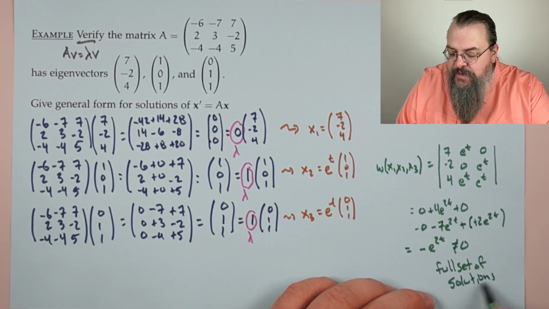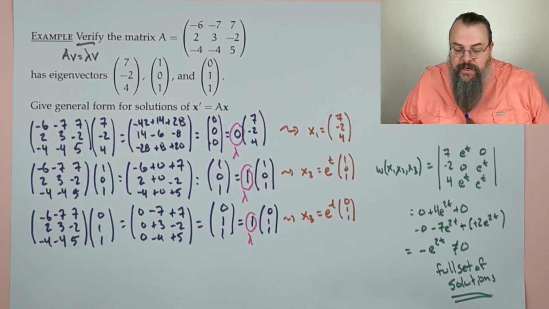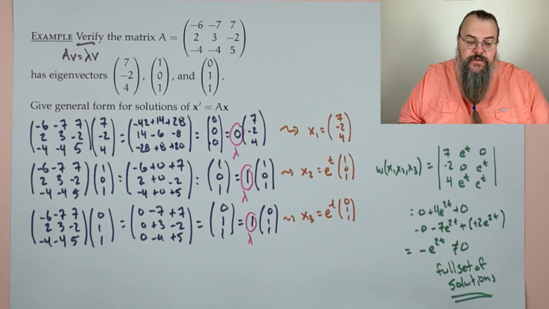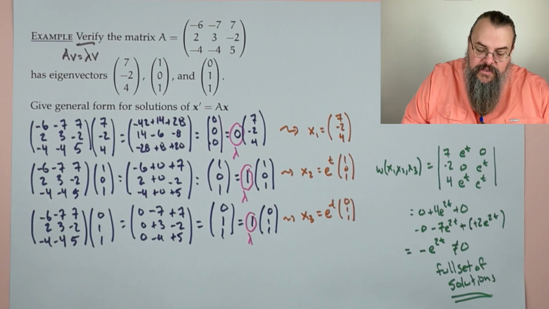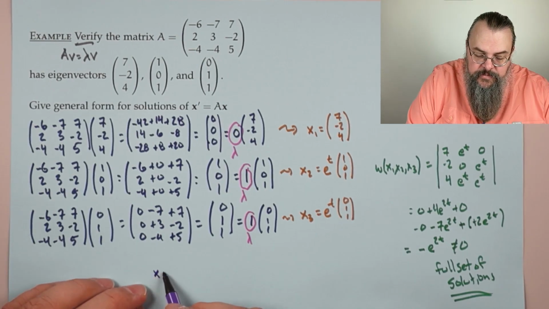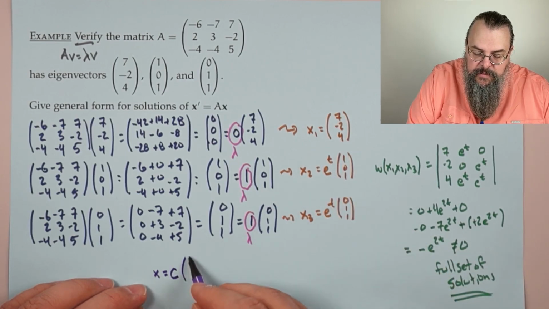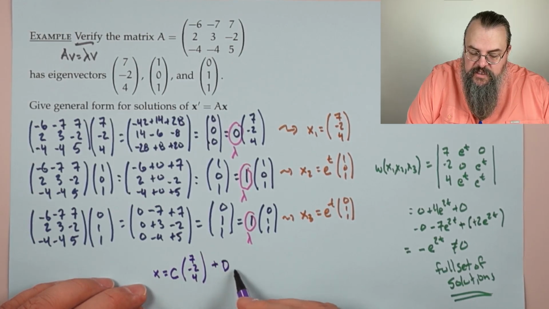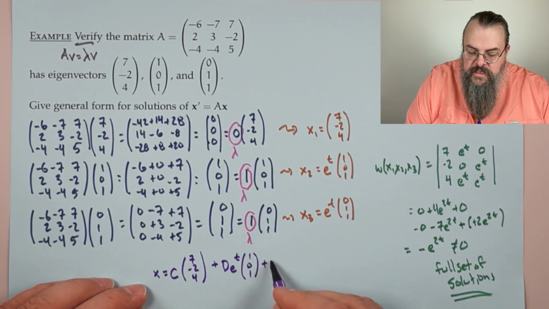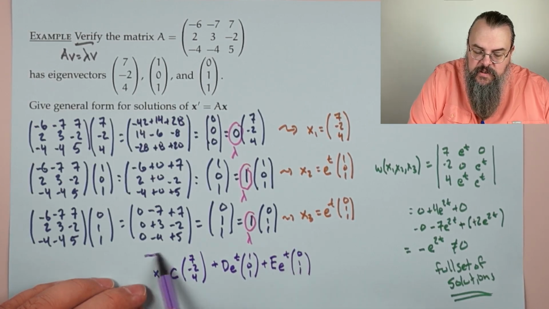Now that we know we have a full set of solutions, in other words, 3 linearly independent solutions, we know how to write the general form. We just do a combination of those 3. So, finally, our answer is x equals some constant c times our first solution, 7, minus 2, 4, plus some constant d, e to the t, times our second solution, plus some constant e, e to the t, times our third solution. All right.